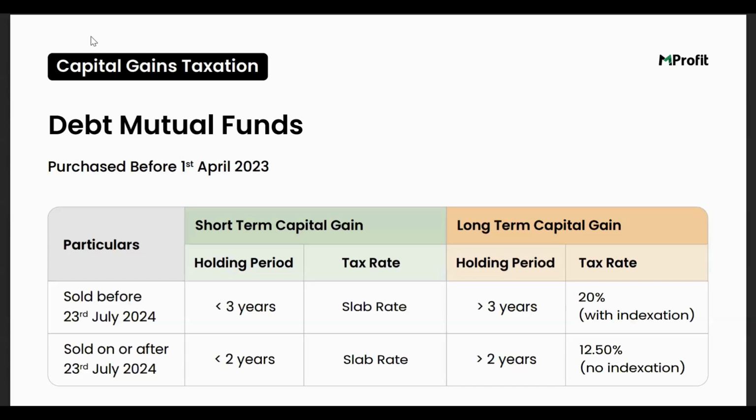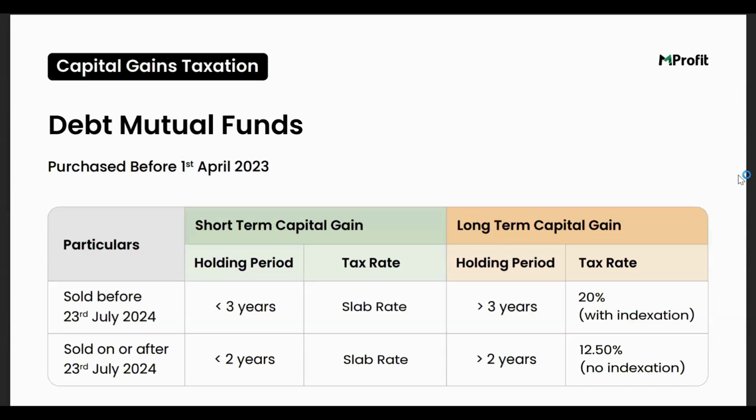Now, let's see this with an example where we've created multiple scenarios to show you a debt mutual fund which was purchased before 1st of April but sold before 23rd July. How will short term look like and what will be the long term? Similarly, if it is sold on or after 23rd July, what is the short term and the long term?